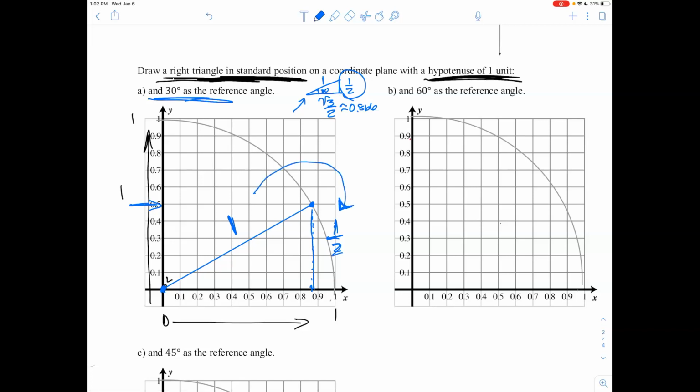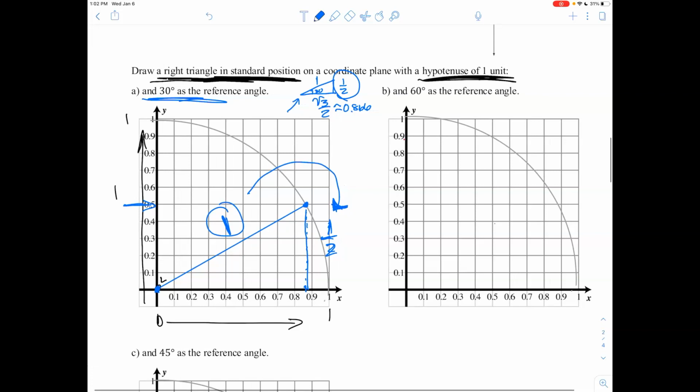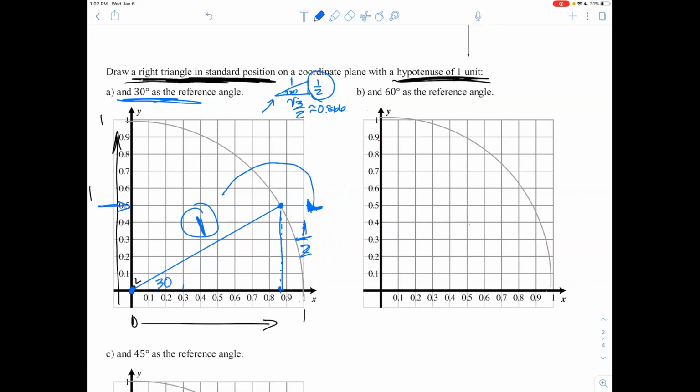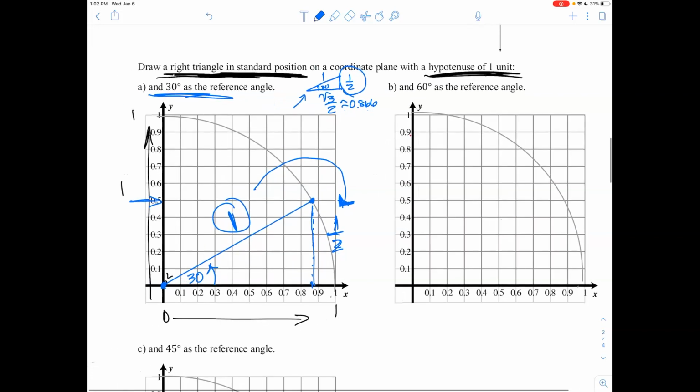If the short leg is 1/2 and the hypotenuse is 1, this has to be a 30, 60, 90, and 30 would be the opposite of the length that's 1/2. Okay, so there's a 30, 60, 90 right triangle in standard position, where 30 degrees is the angle that we're referencing.